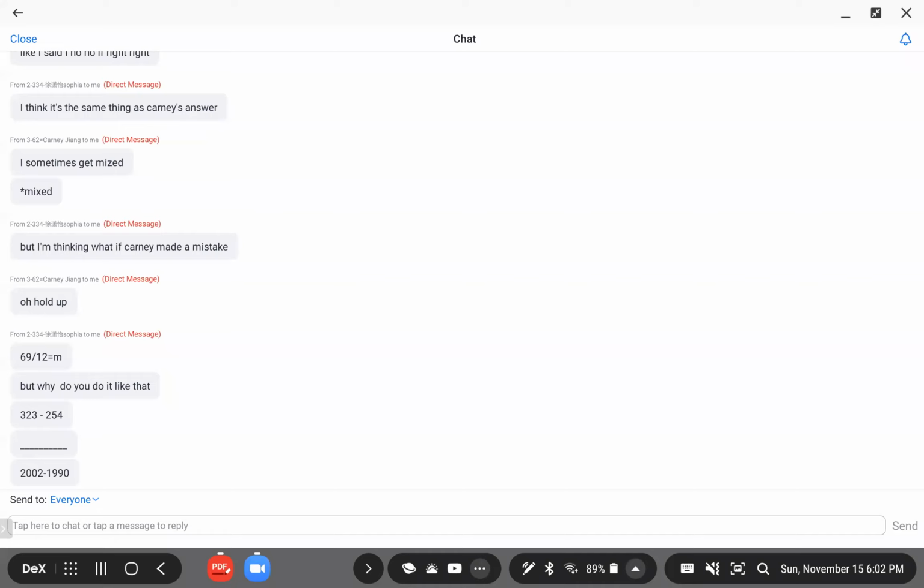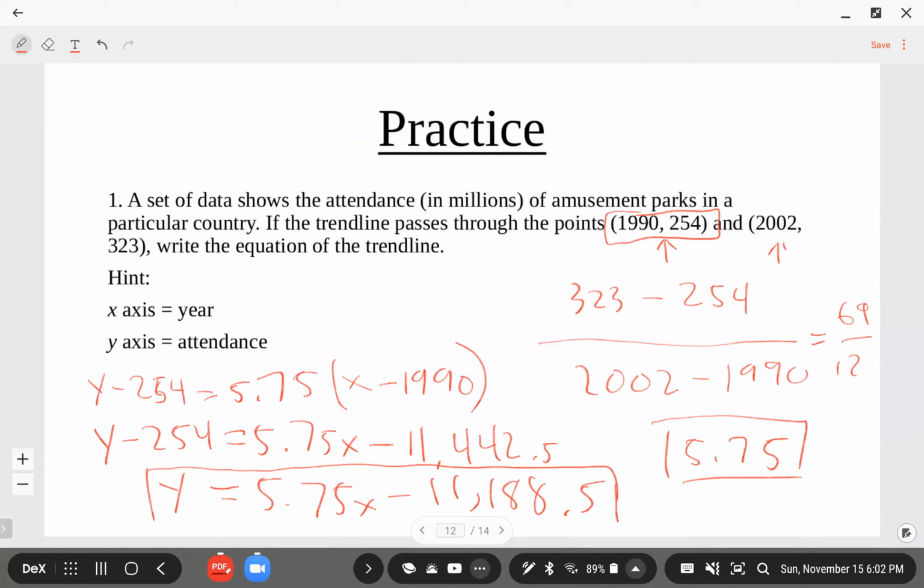Sophia, why do I do it like this? What do you mean? Basically, subtract the y values: the bigger y value minus the smaller y value, and the largest x value minus the smallest x value. It's just like that.